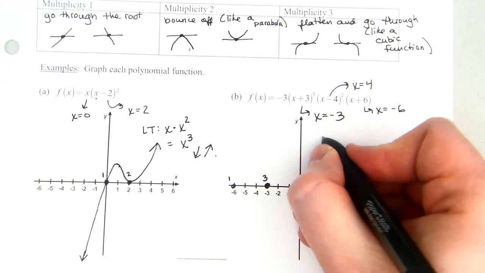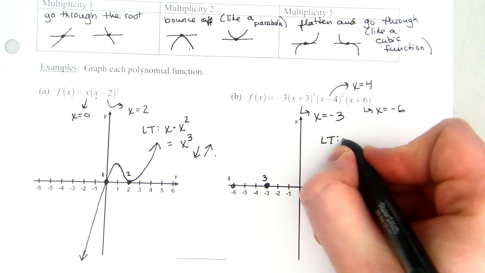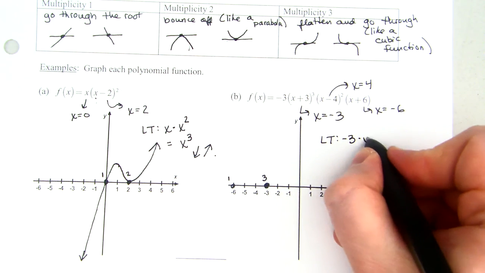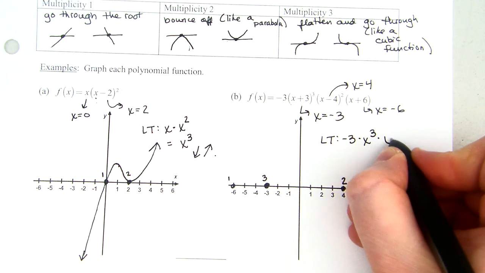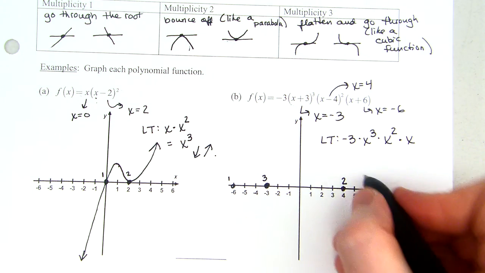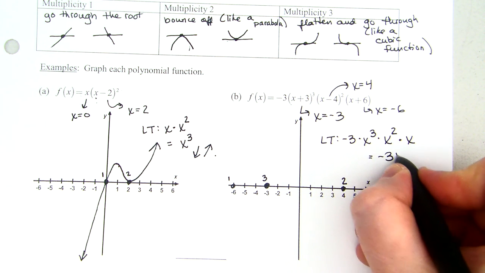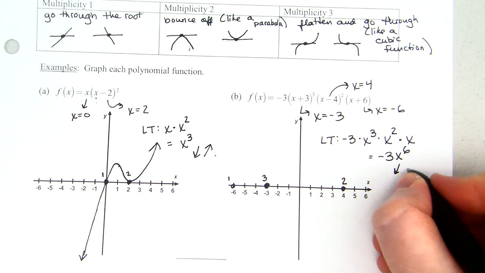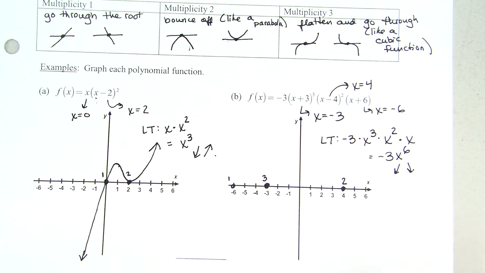I asked you to try to find the leading term. That's going to be negative 3 times, from here, an x cubed, from the next part, an x squared, and from the last part, an x. If you multiply these together, you get negative 3x to the 6th, which tells me down to the left, down to the right.